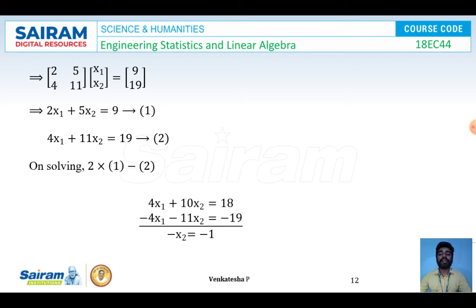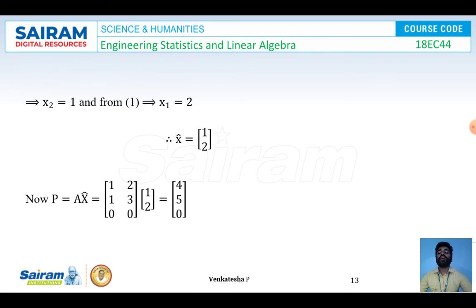Now I am going to replace x2 is equal to 1 in this equation. So I will be getting 2x1 is equal to 9 minus 5, which is equal to 4. So I got 2x1 is equal to 4, and x1 is equal to 2. So we got the values of x1 and x2, that is x1 is equal to 2 and x2 is equal to 1.